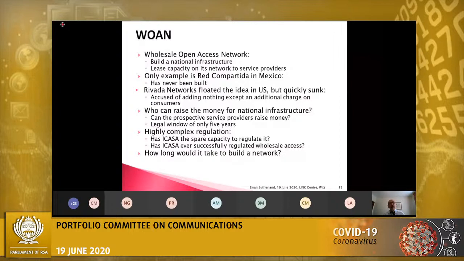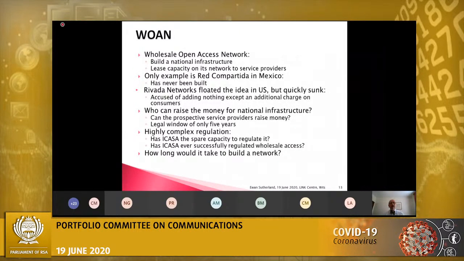The catch with building a wholesale open access network is you do have to build a network. And then you have to lease the capacity on your network to service providers. It's conceptually very interesting. 5G technically allows you to do that without too much pain, but that means building a brand new all-5G network, which would certainly be time consuming and interestingly expensive.